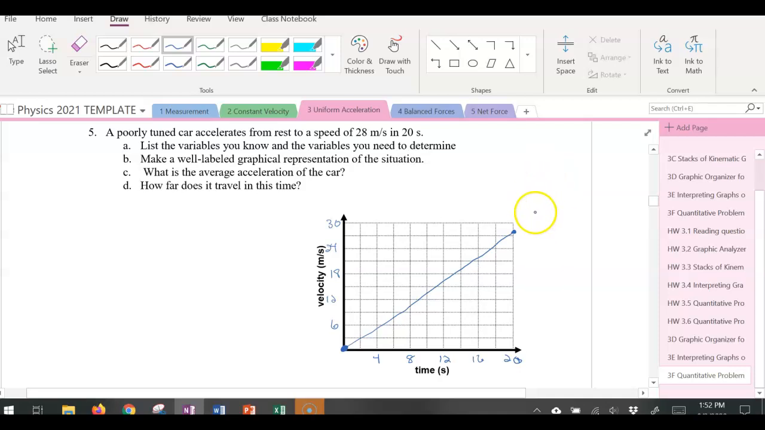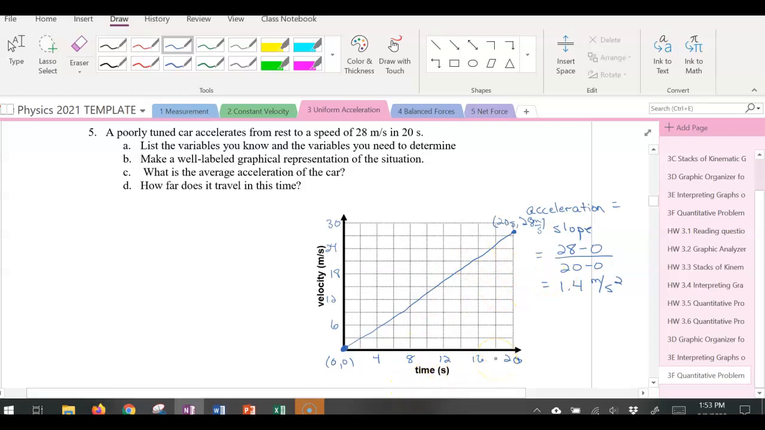And I would find the acceleration as the slope. So the acceleration equals the slope of this velocity versus time graph. And so let's see, I know that this is 20 seconds, 28 meters per second, and this is 0, 0. And so the slope would be 28 minus 0 divided by 20 minus 0. And so that's going to be 1.4 meters per second squared. That's the acceleration based on this graph.